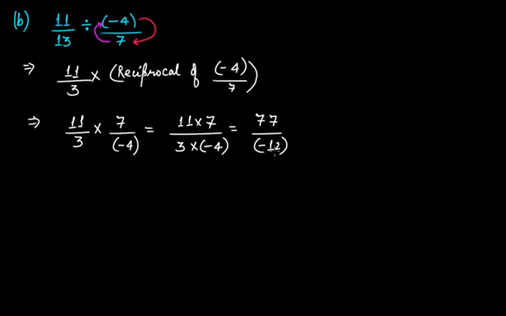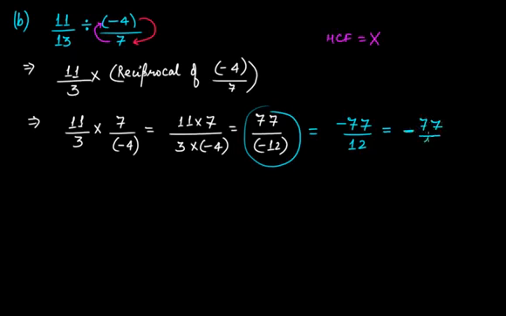Now, if you look at these two numbers, there is no highest common factor. Therefore, you cannot simplify it further. But there is one more way, in fact two ways, to write the same answer. This is 77 over minus 12. You can write it as minus 77 over 12, that is, you can take this minus sign to the numerator, or you can write it as minus in the center, then 77 over 12.